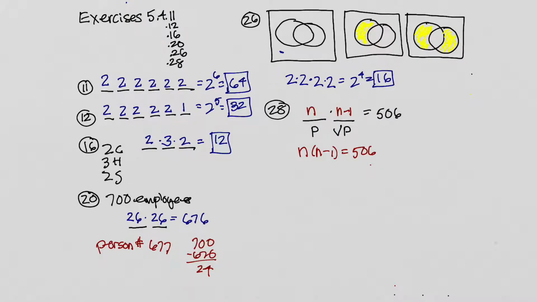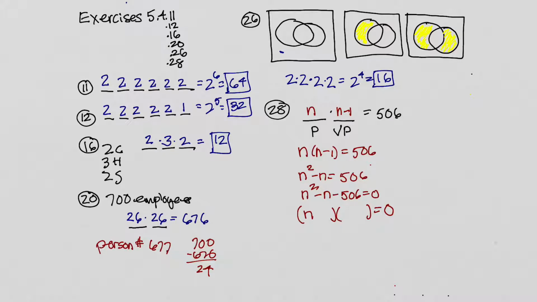So how's your algebra now? Let's multiply these together. We'll distribute. We'll get n squared minus n equals 506. Subtract 506 from both sides. We'll get n squared minus n minus 506 equals 0. This is quadratic, so we're going to factor. So we'll set up 2 parentheses, anticipating we can do this. Don't forget to equal 0.